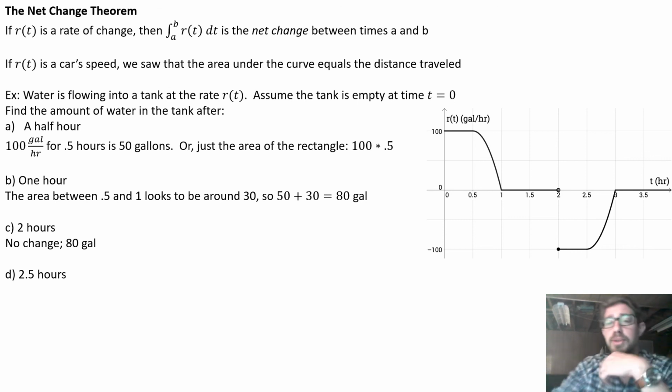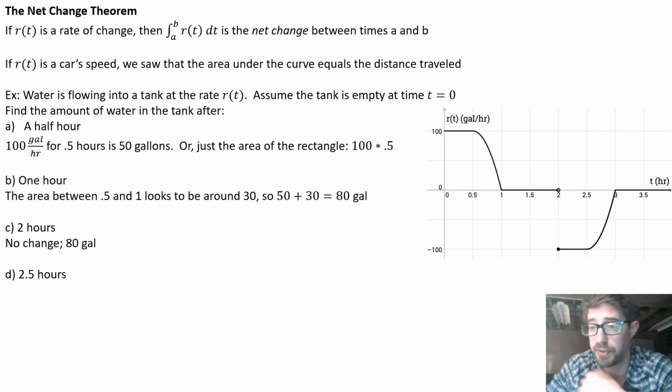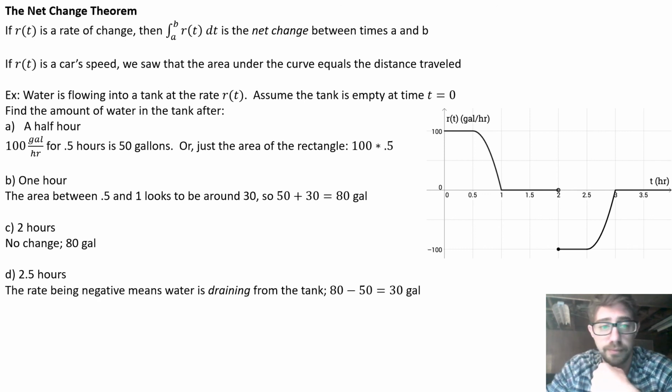So from 2 to 2.5, just look at how much area is there. Again, it's just a rectangle. That rectangle, just like part A, was 50, right? That was 50 units of area in that rectangle. So between 2 and 2.5, we had negative 50's worth of area. That just means we lost 50 gallons of water. So we had 80 gallons. Again, it's cumulative. We lost 50 gallons. Now we're back to 30 gallons again.